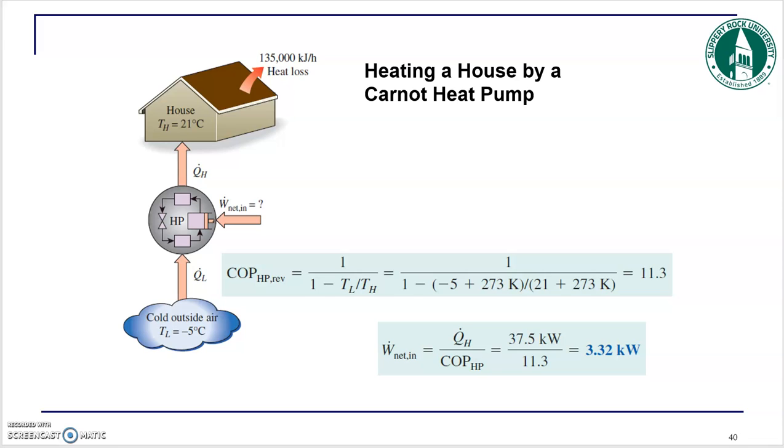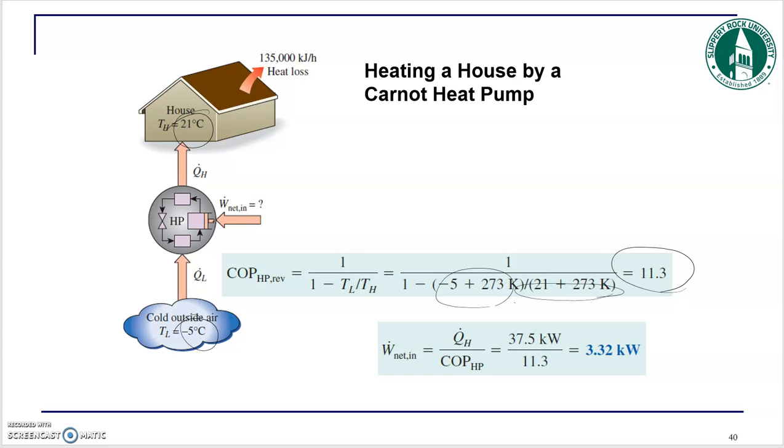It's 1 over 1 minus TL over TH. Make sure you convert these numbers to Kelvin. Once you convert it to Kelvin and put the numbers in, it's 11, very low, right? And that's for the reversible process, right? And if you have any irreversible process, it's lower than this for sure.